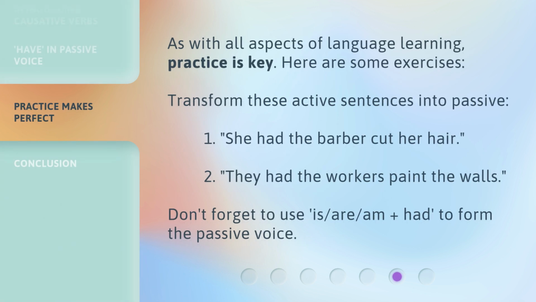As with all aspects of language learning, practice is key. Here are some exercises. Transform these active sentences into passive. 1. She had the barber cut her hair. 2. They had the workers paint the walls. Don't forget to use is, are, and plus had to form the passive voice.